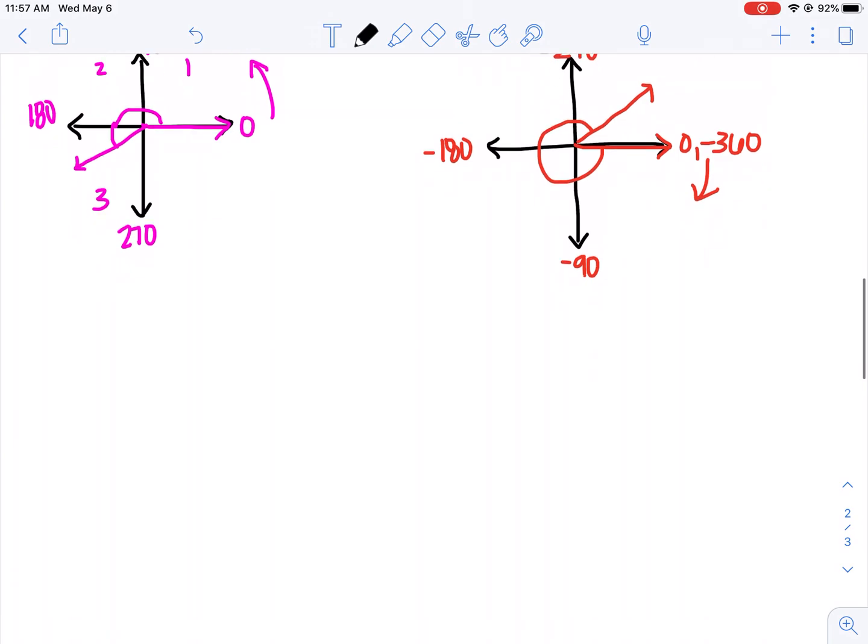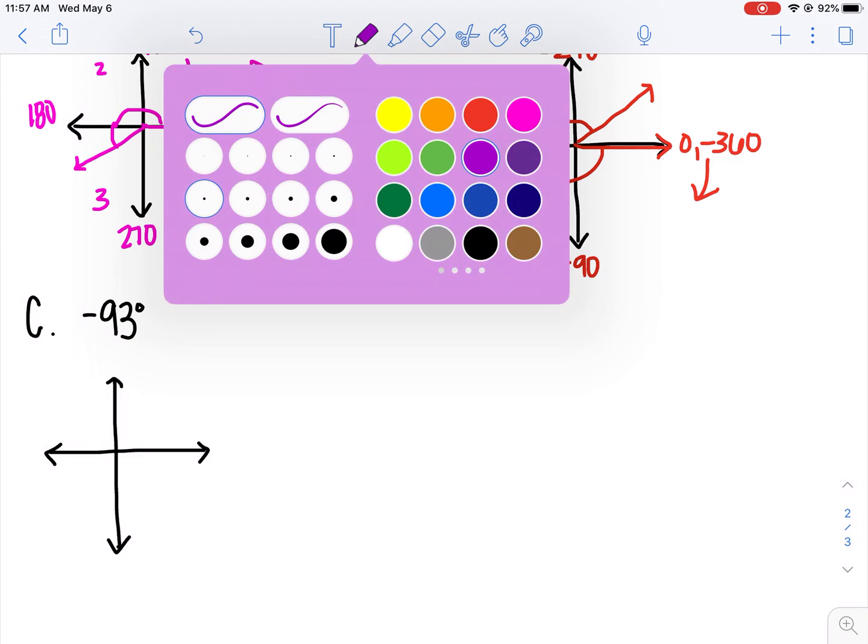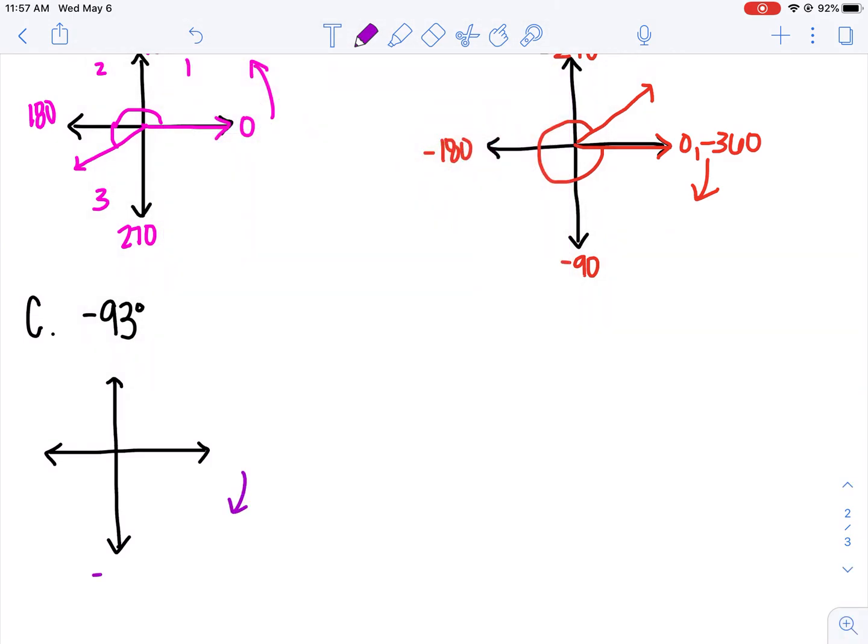Now let's look at example C. So we've got negative 93 degrees. Trying to give you a couple negative examples so that you get some practice with that, because understanding the negatives can be a little challenging. So we're going negative. So I'm labeling negative 90, negative 180, negative 270, 0, initial side. Now, negative 93 is going to be a little bit past negative 90. So that's going to be in quadrant 3.